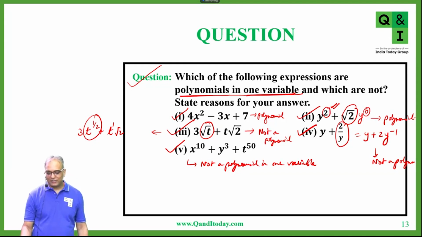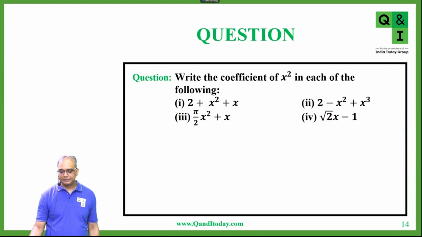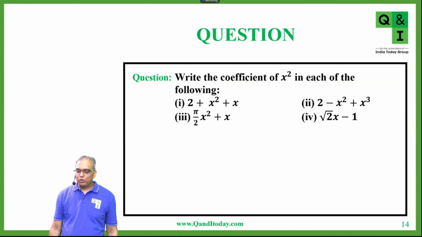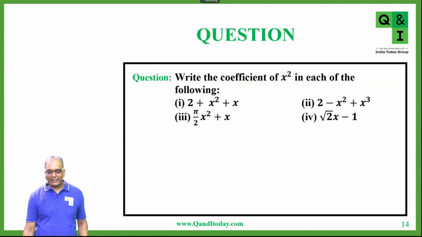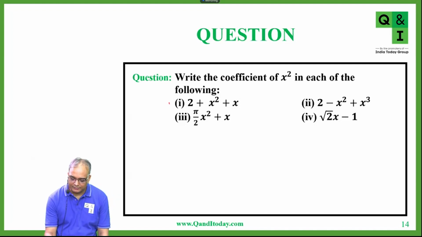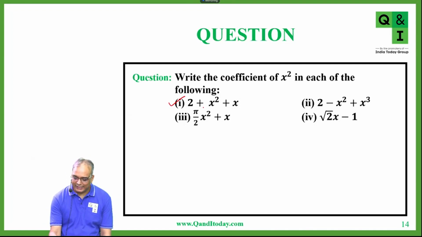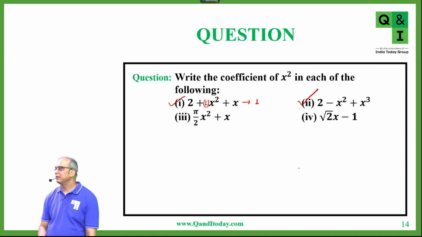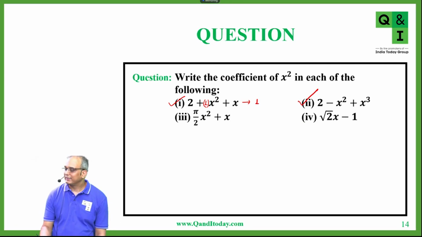Let's go to the next one now. You have to write the coefficient of x square in each of the following. What is the coefficient of x square here, in the first one? Sir, 1. Yes. Coefficient of x square means what is multiplied with x square. So here 1 is multiplied with x square, so the coefficient of x square here is 1. What is the coefficient of x square in the second polynomial? -1. Yes, Rudra, correct.